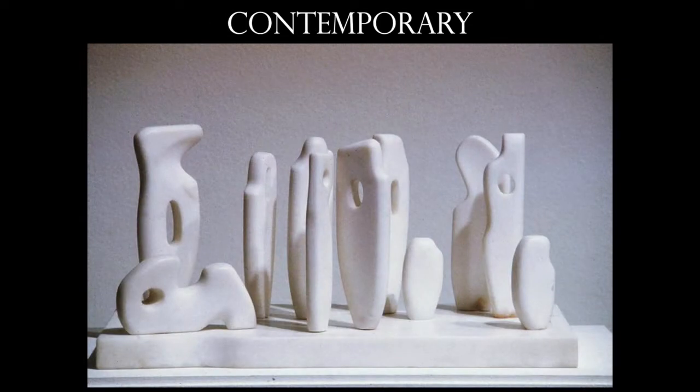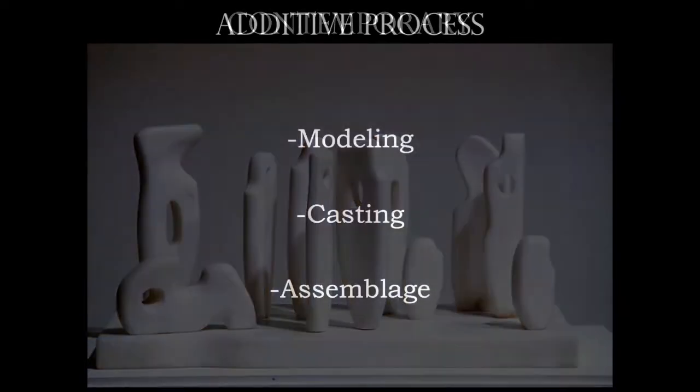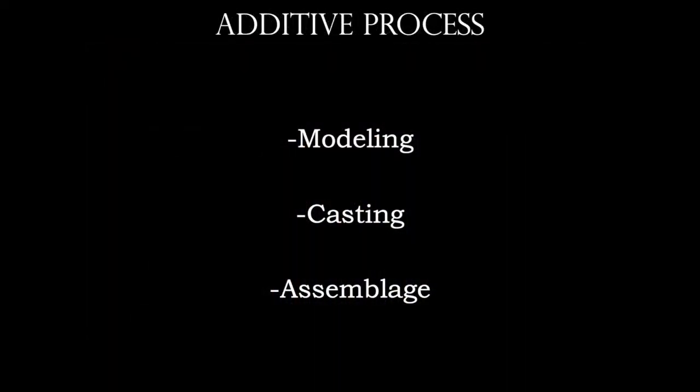And we're talking about carving. We still have carving during the contemporary age. And now we're going to move on to the additive process. And this is the exact opposite of the subtractive process, right? Instead of removing material, now we're going to be adding material. And there's going to be 3 subcategories we're dealing with: modeling, casting, and assemblage.